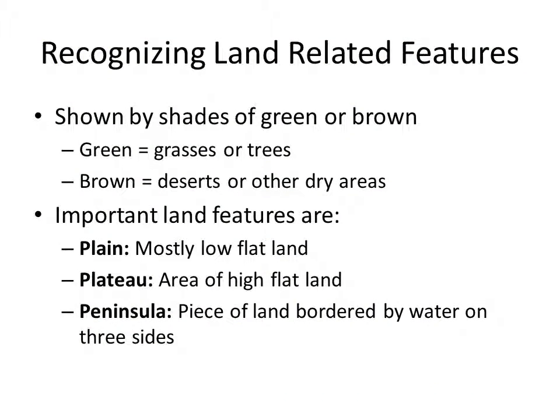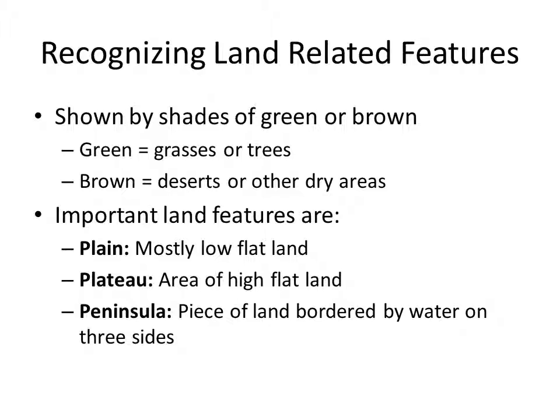So now, recognizing land-related features. These are usually shown by shades of green or brown. Green features are usually grasses or trees. You can think of them as areas where there's a lot of water and plants. Because plants are green, map makers tend to just say, okay, plants are green, so we're going to make these areas green. Brown features are usually deserts or other dry areas. And you can think of it just as, you look at a desert, it looks brown. So map makers are generally like, okay, this will make sense to the most people.